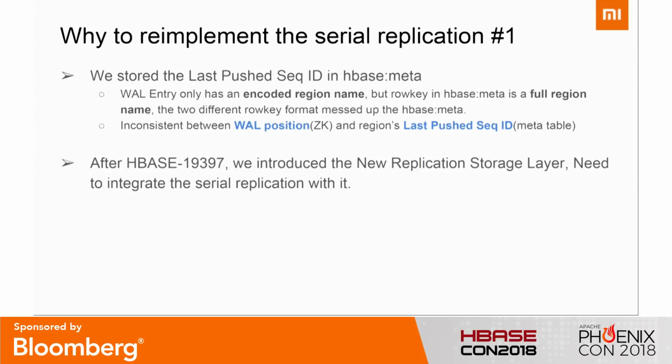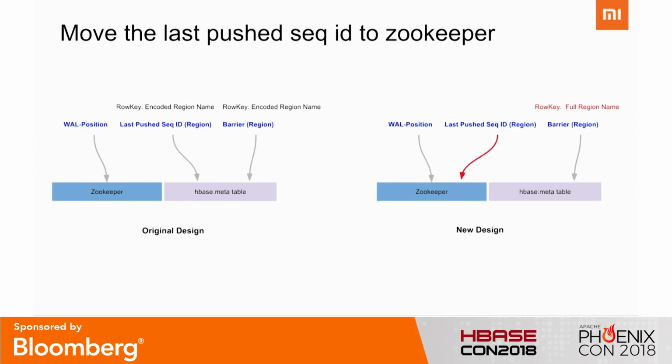And after HBASE-19397, we introduced a new replication storage layer. We need to integrate serial replication with it. After replicating a WAL entry, we need to update both the WAL position and the last pushed sequence ID. To make updating them an atomic operation, we move the last pushed sequence ID from the HBase meta table to ZooKeeper and access it through the replication storage layer.